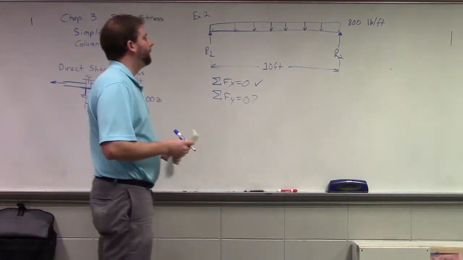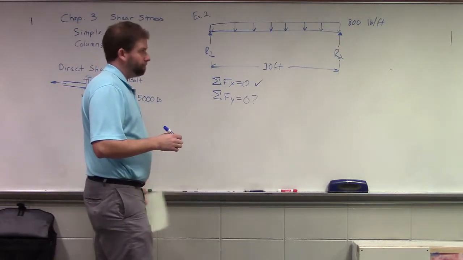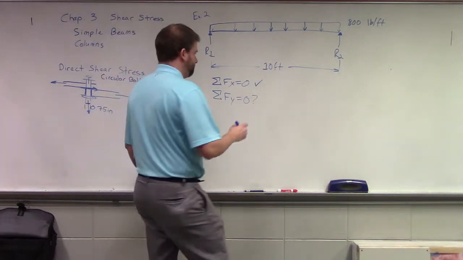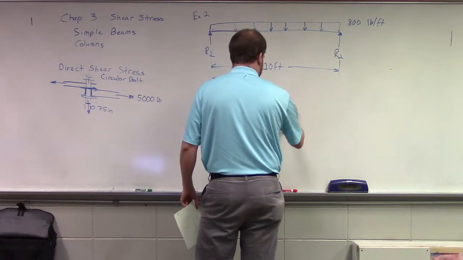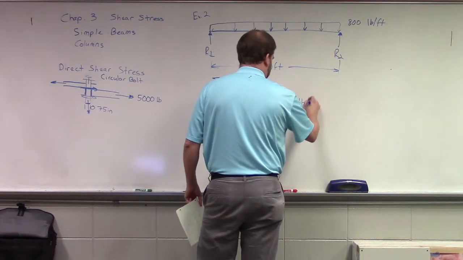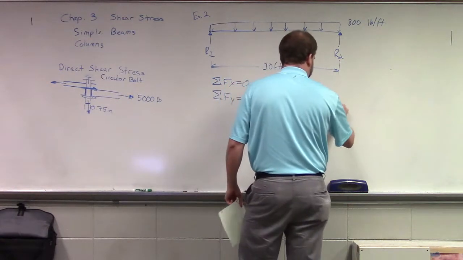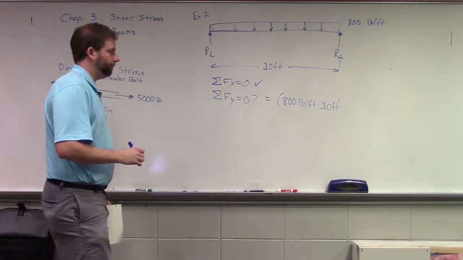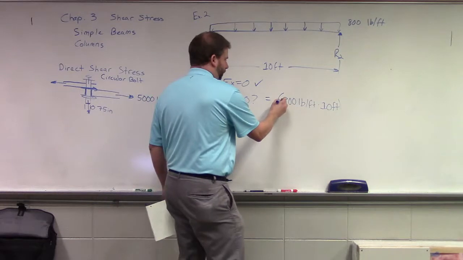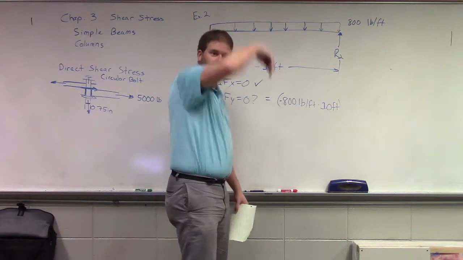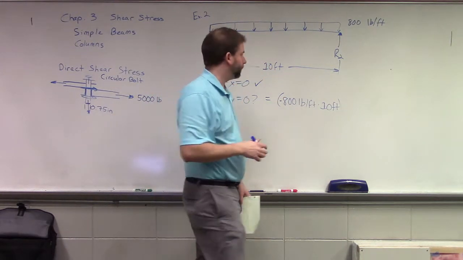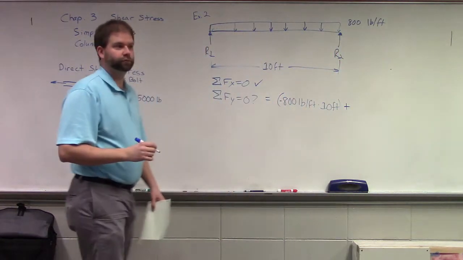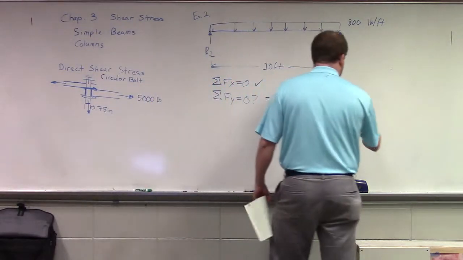It's 10 feet long, so it'd be 800 pounds per foot times 10 feet, right? Okay. And do we want to call this negative? Because it's acting downwards. Yeah. Okay. What else do we have for y forces? R1 and R2. Okay.